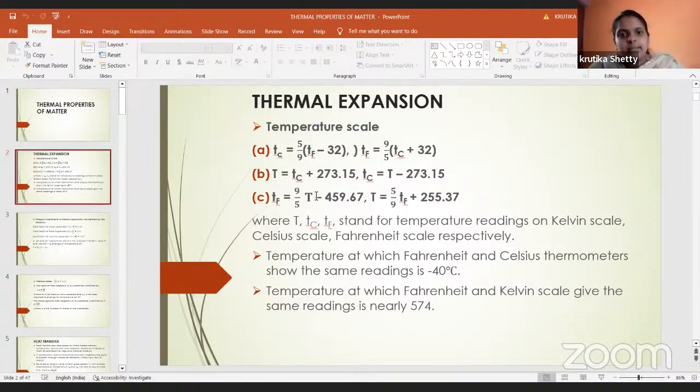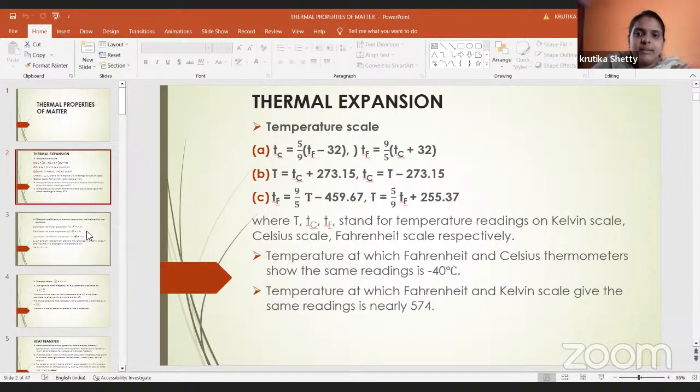Then next, Fahrenheit to Kelvin, you can see the relation. It is 9 by 5 into T minus 459.67. Same way, reverse of that. Okay, so this is regarding the temperature scales. One last point: the temperature at which the Fahrenheit and the Celsius scales show the same reading is minus 40 degree. So there is one temperature where both the Celsius and Fahrenheit readings are the same, that is minus 40 degree.